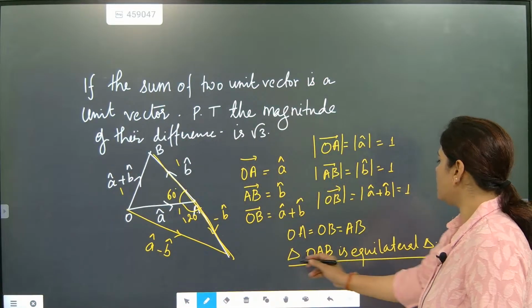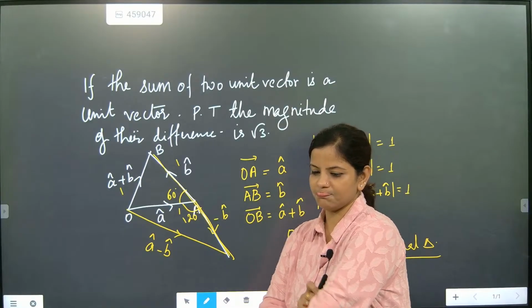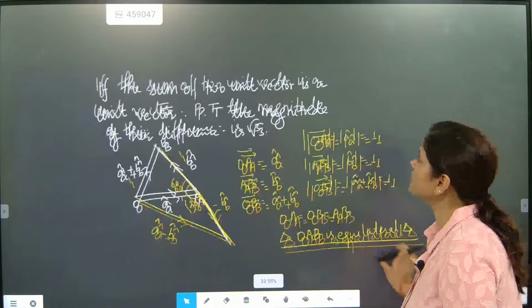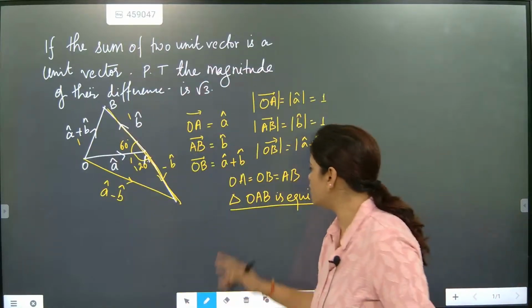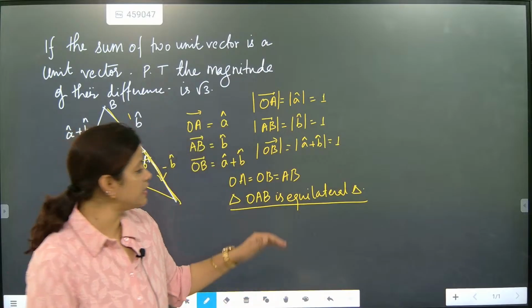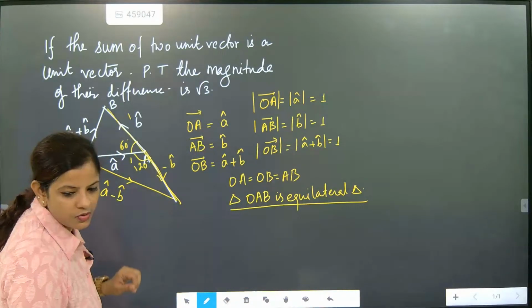So now look here, OA vector, OAB, this is my manager's number. This is not my number. So this is exactly going to be this part. So triangle OAB is equilateral triangle. Since this triangle OAB is equilateral, this triangle is considered to be an equilateral triangle.